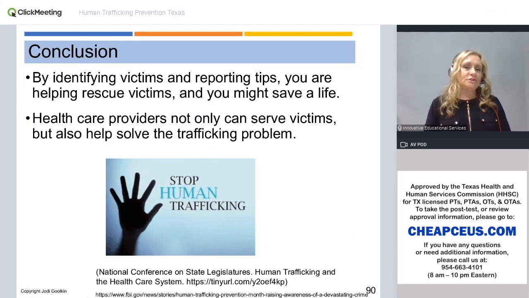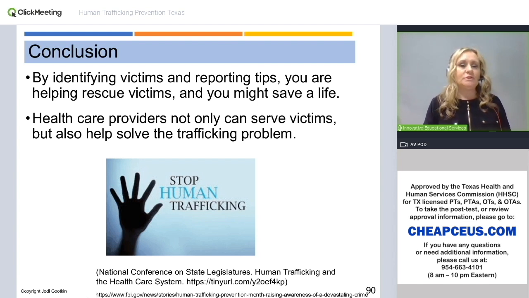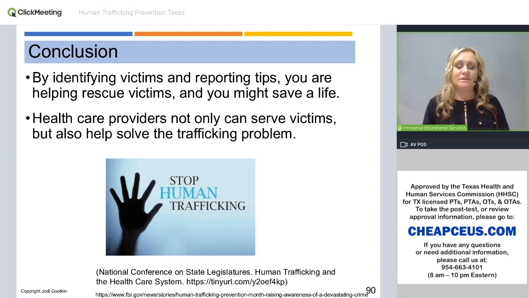The healthcare professional's role in anti-trafficking efforts is to be vigilant in recognizing the red flags and identifying potential victims, to create environments where individuals feel safe and comfortable. We play a significant role in reporting tips, and also to understand the opportunity we have to connect victims with resources in the community to help them rebuild their lives. By identifying victims and reporting tips, we are helping rescue them, and you might save a life.